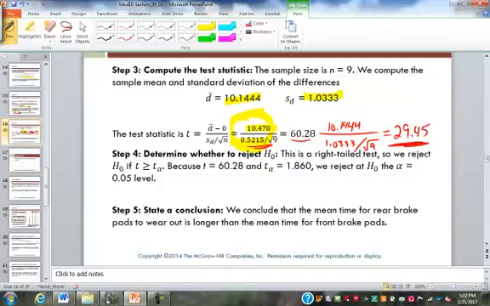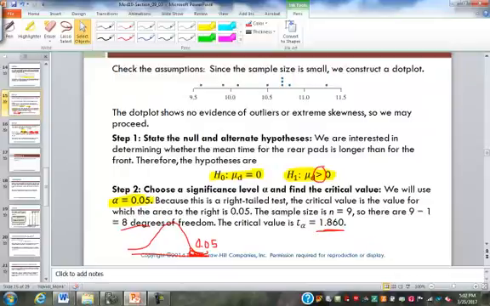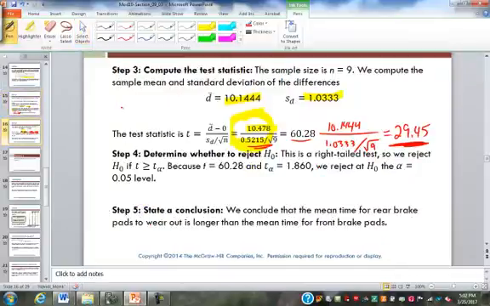Now, either way, that is still greater than our critical value. Remember, our critical value was 1.860. And we would reject if the test statistic is bigger than 1.860. Since this is a right tail test, we reject if we are on the greater than side. So we would still reject H0 at the 0.05 level of significance alpha.